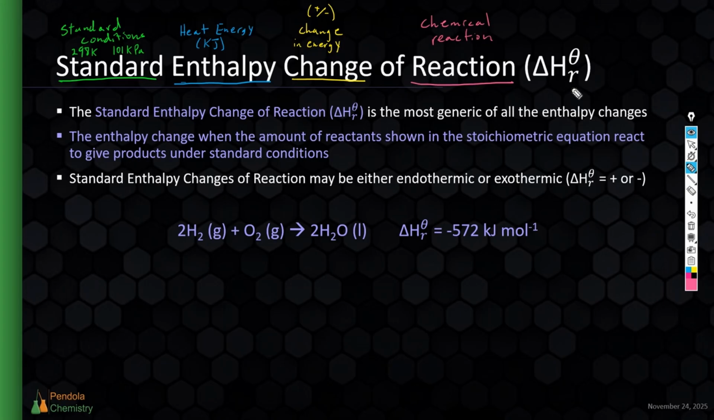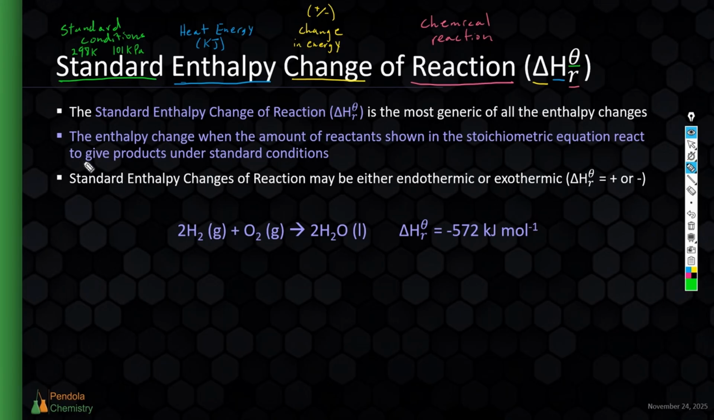So again, R in the symbol, delta H standard R. R stands for reaction. Delta means change. The H means enthalpy, and the standard symbol is for the standard. So each part of the symbol means one part of the definition. Now, if we look at our definition, we'll see that enthalpy change of reaction also has some key things that need to be added to the definition.